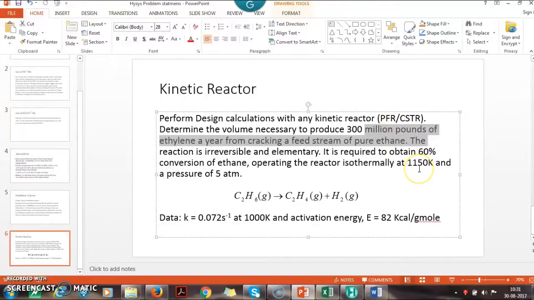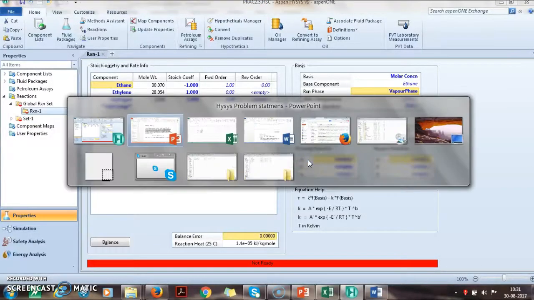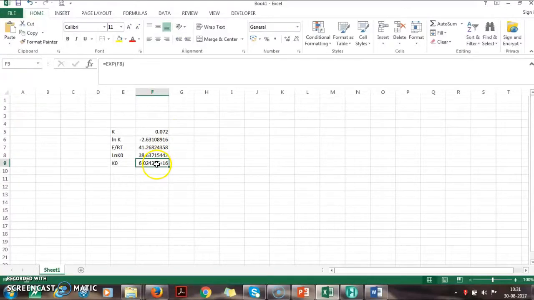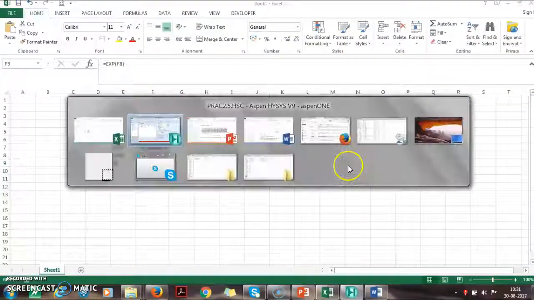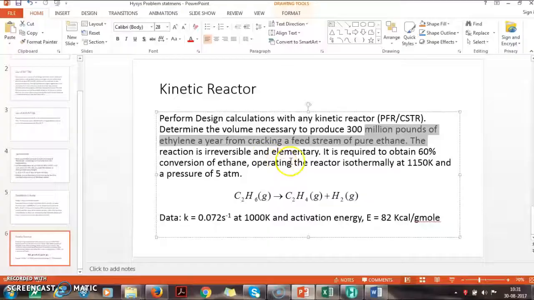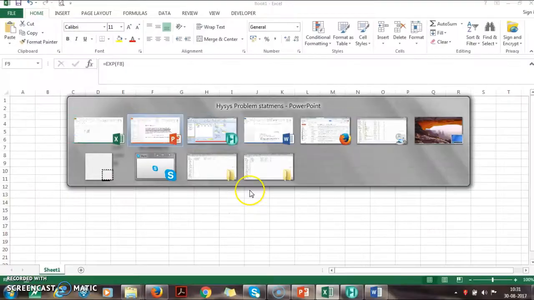In fact, you can change these units if you require. Now this is the pre-exponential factor which we already calculated, that is 6.024 e to the power 16, and the activation energy is 82 kilocalorie per gram mole. So I'll go to that.